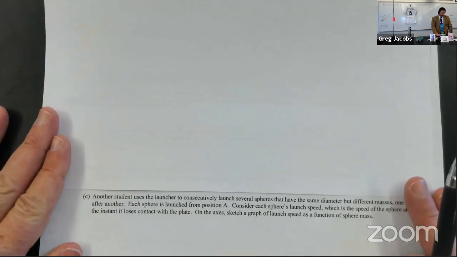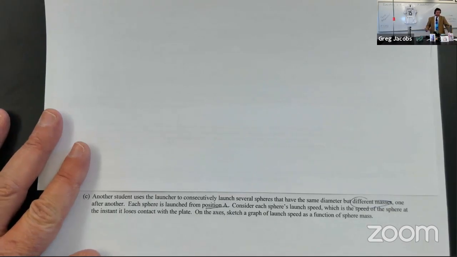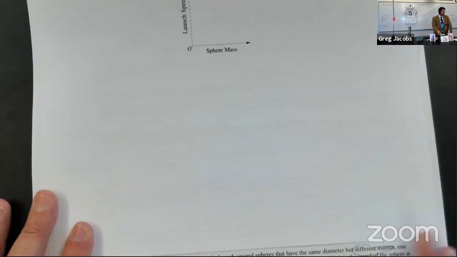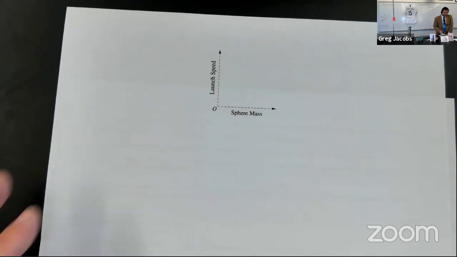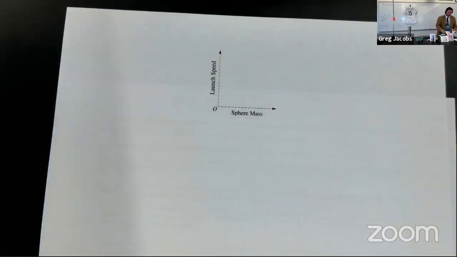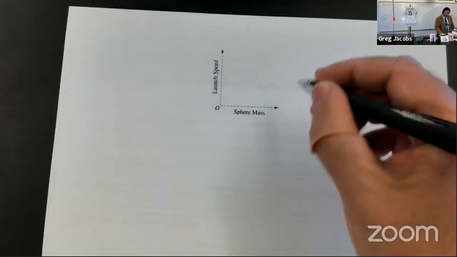Another student uses the launcher to consecutively launch several spheres that have different masses, one after the other. Each is launched from the same position A, so the x value is the same each time. And we want to ask, what does the graph look like of launch speed versus sphere mass? Well, once again, we have derived an equation for the launch speed as a function of sphere mass. We derived it in that energy bar chart that I'm trying to find. Here's our energy bar chart. We write that equation, and this time we're asked for launch speed, so we can, again, solve for speed.